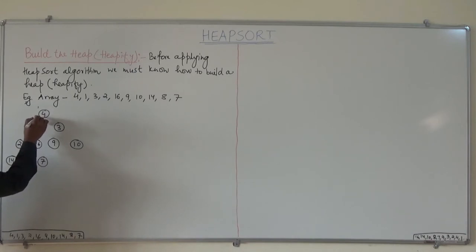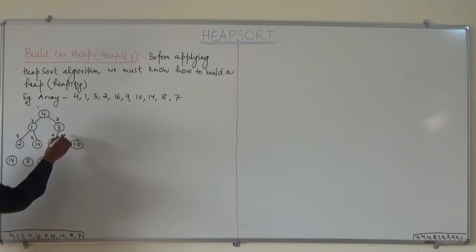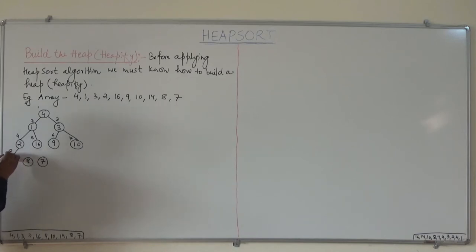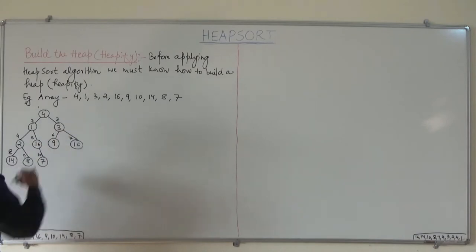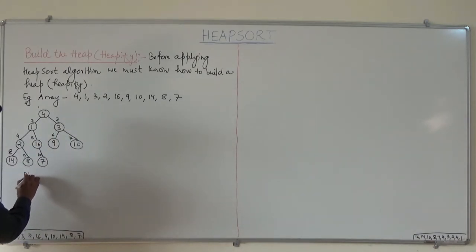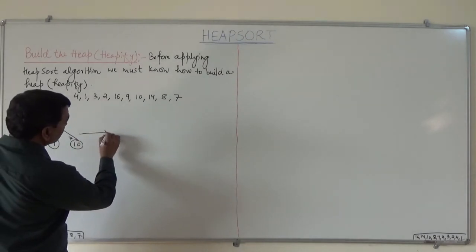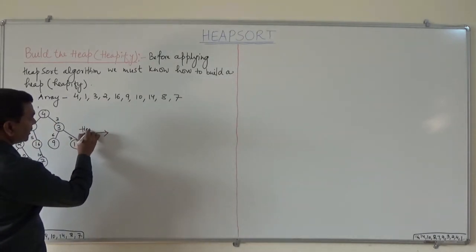This is the first element, second, third, fourth, fifth, sixth, seventh, eighth. This is 8, 9, and 10. So this is the simple binary tree of this array. Now we will heapify it.